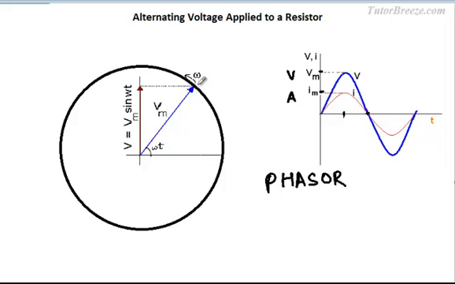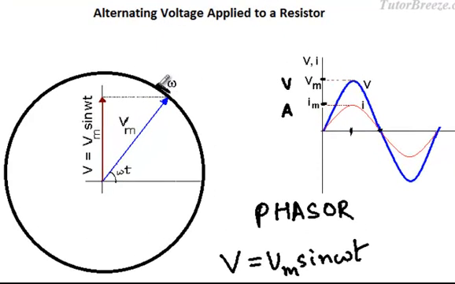Now you can see over here in this diagram that a phasor is a vector that rotates about the origin and whose magnitude is equal to the amplitude of the wave, because the wave here is V is equal to Vm sine omega t. So the amplitude of the wave is the radius of this circle, and the angular speed omega at which this phasor rotates is the same as the angular frequency of the wave.